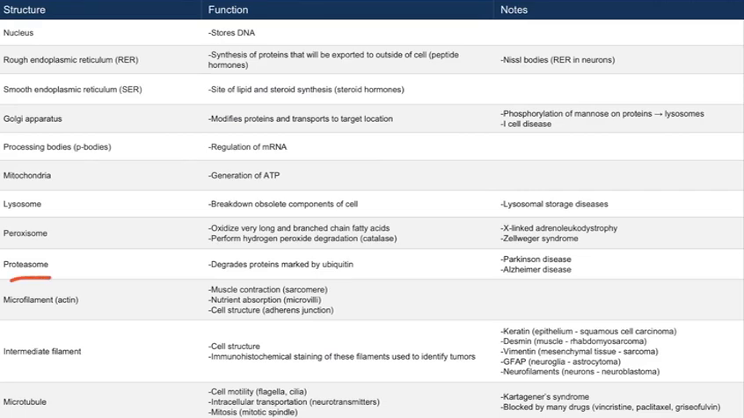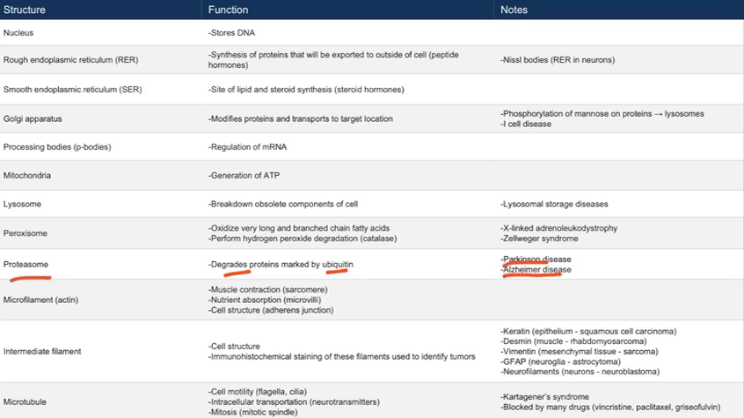Proteasomes are tubular structures that degrade proteins marked by ubiquitin. Ubiquitin is incredibly high yield, so again, you need to know that proteins marked by ubiquitin will be sent to the proteasome and then degraded. Dysfunction of proteasomes can contribute to Parkinson's disease and Alzheimer's disease.